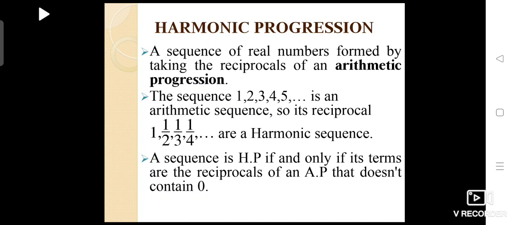The key point of harmonic progression is that any arithmetic progression can be shifted into a harmonic progression if it does not contain 0, because if we divide by 0 we get infinite terms. That's why in harmonic progression we always avoid the 0 term in the arithmetic progression, so that we can shift the arithmetic progression into the harmonic progression.